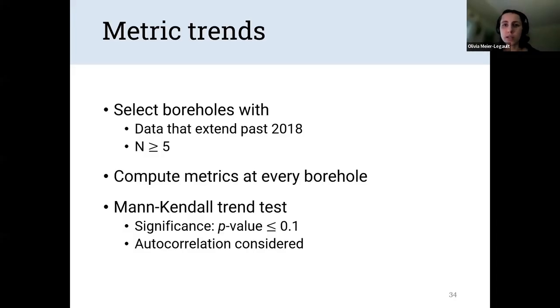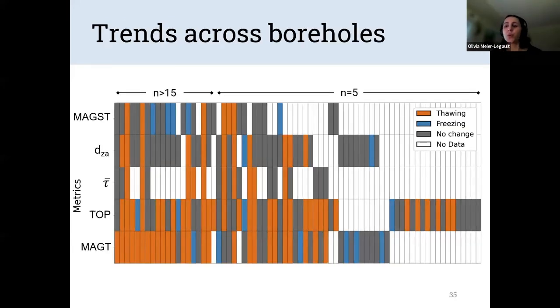Here, we're not so much interested in the magnitude of the trends. That could be interesting at a different time. But here, it's really to identify whether or not we are seeing significant changes in the metrics. So for the about 70 boreholes that I have here, I was able to compute these trends across each one of these metrics. Every vertical line is a different borehole, and every horizontal bar is a different metric.